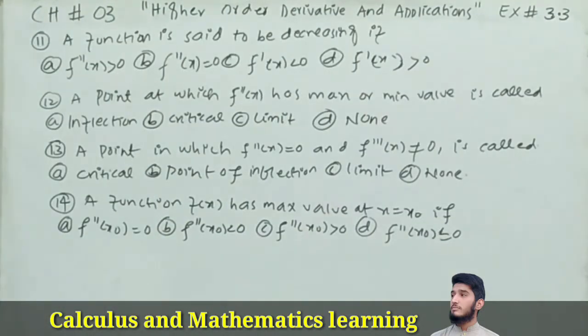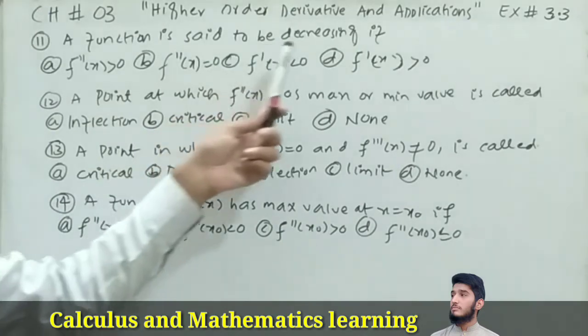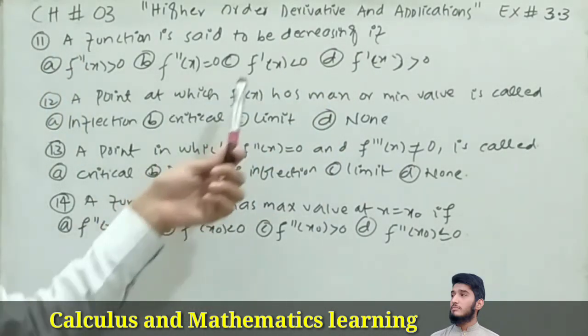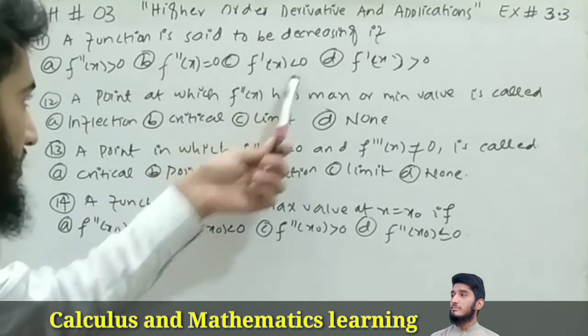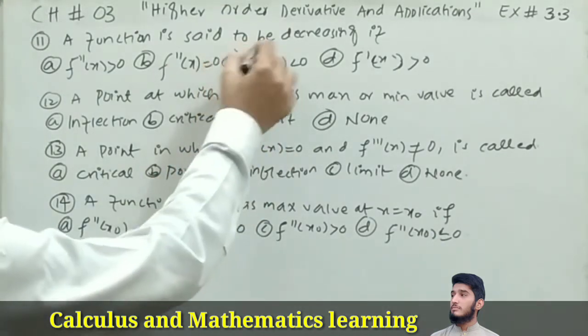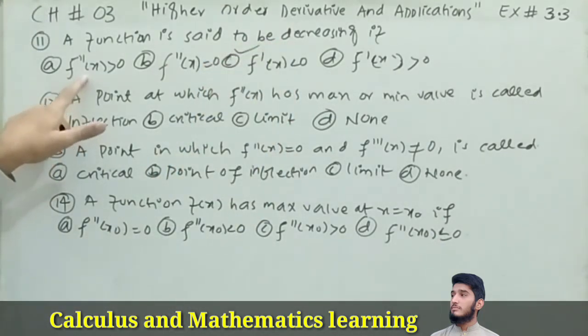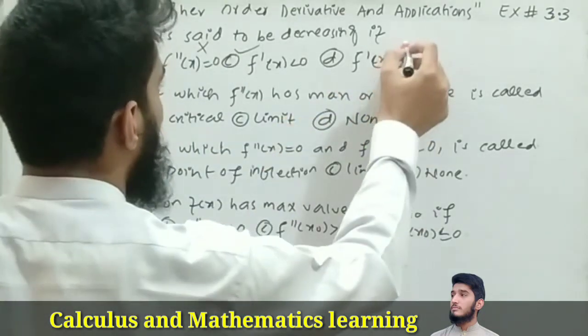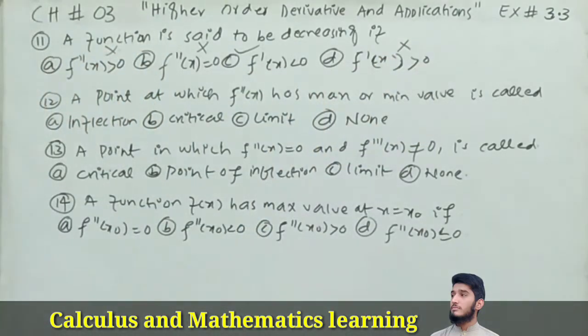Now move toward MCQ number 11. A function is said to be decreasing if it satisfies option number C. Remember, we already learned in the previous MCQ that f prime of x will be less than 0 for a decreasing function. And for part number A, this defines a relative minima, where the second derivative is greater than 0. So this is not the right option. And this is for the point of inflection, and this is already for an increasing function. So the correct option is option C.